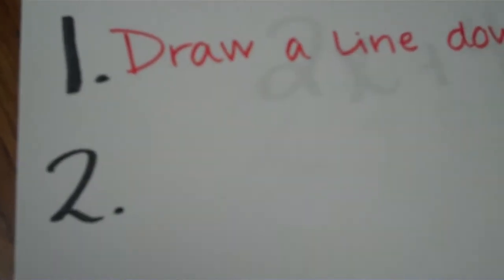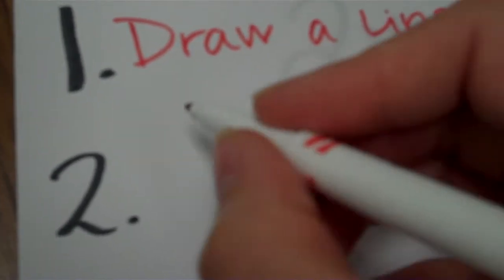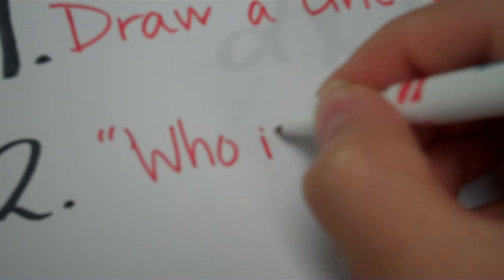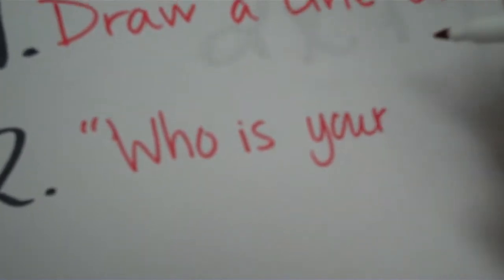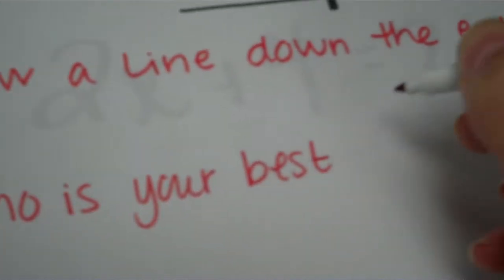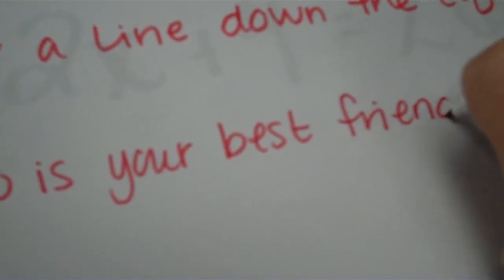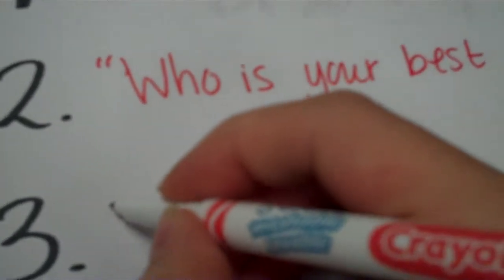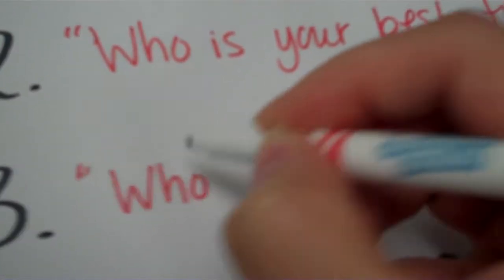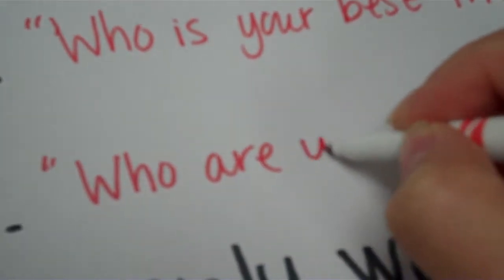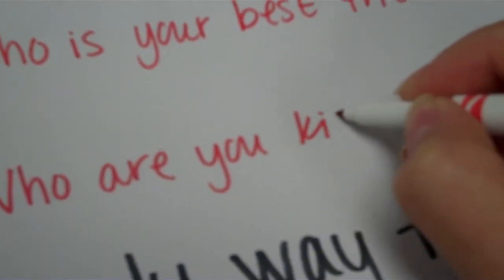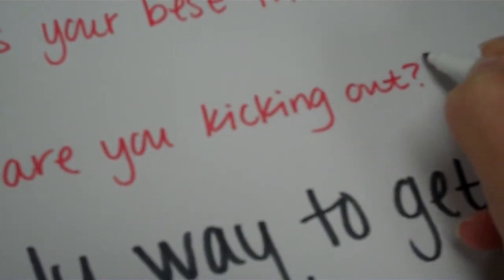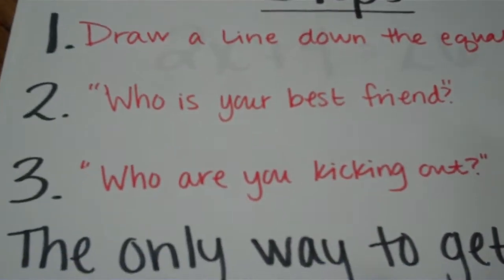Step 2 also will make no sense to you, but it will in a little bit. Step 2 is you're going to ask yourself, who is your best friend? Which right now obviously makes no sense to you, but it will in a little bit. Who's your best friend? You're going to ask yourself that. And the next thing you're going to do is, who are you kicking out? Yet again, makes absolutely no sense right now, but it will in a little bit, okay?